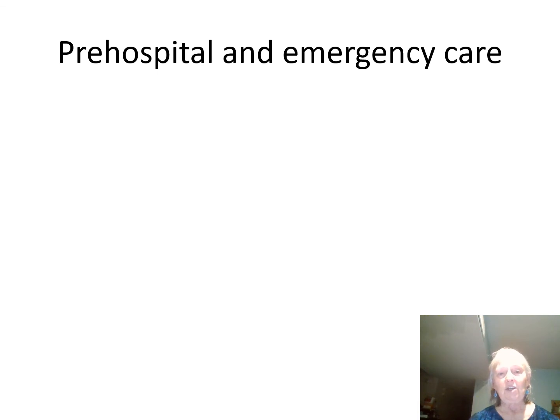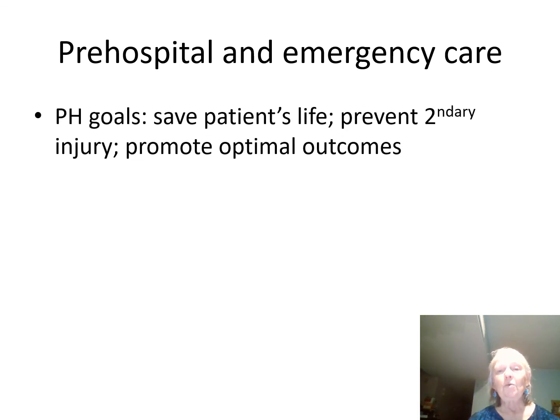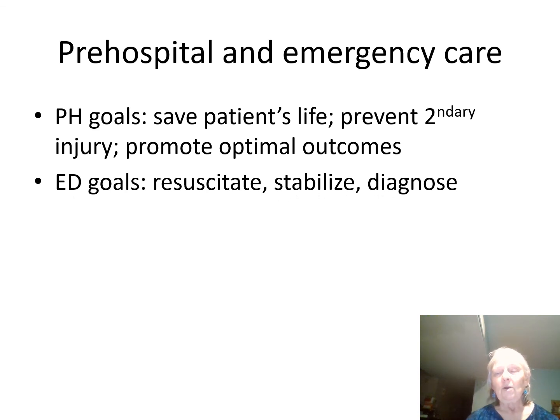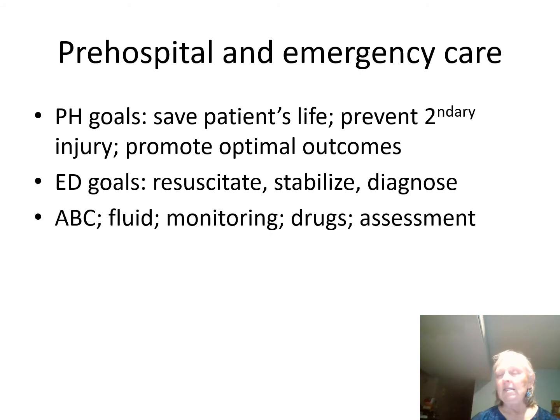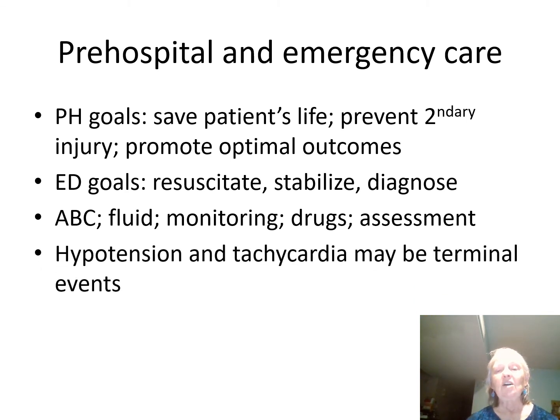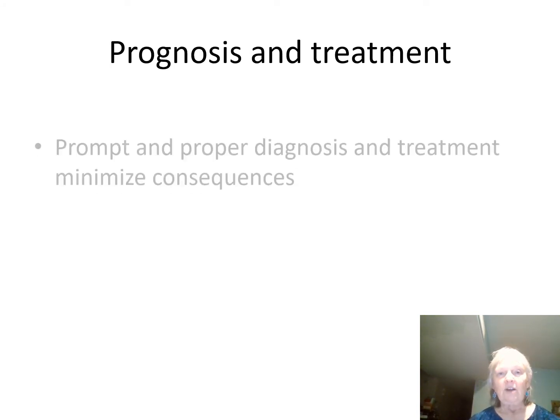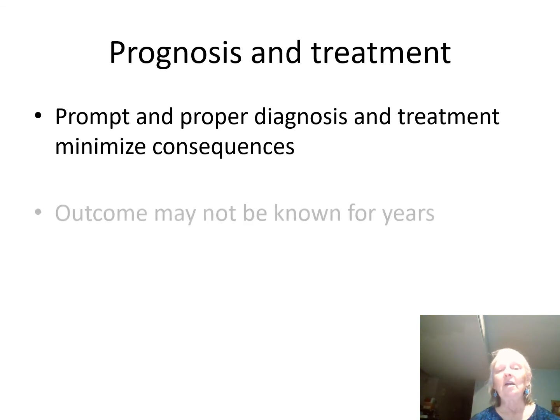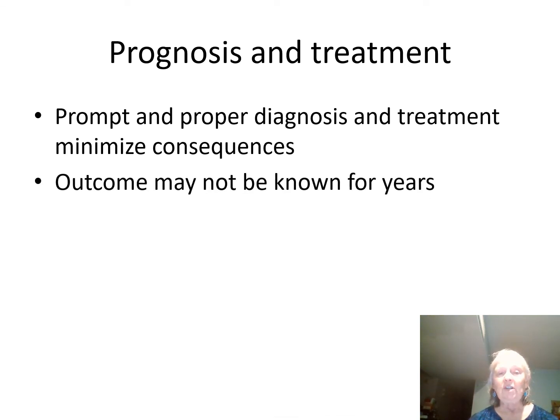So how do we care for these patients? What are we trying to do? First of all, you're trying to save the patient's life. Second, you want to try to prevent the injury or stop the injury at this particular point. So when you get to the ED, we're going to resuscitate, stabilize, and diagnose. ABCs, CAB, just depending on what's going on with this patient. Fluid monitoring. There's your drugs and assessment. Hypotension and tachycardia are not good things. Okay. So prognosis and treatment, you've got to figure out what's going on. You've got to do something with the brain. Unfortunately, sometimes we're not going to know what the outcome will actually be for years.